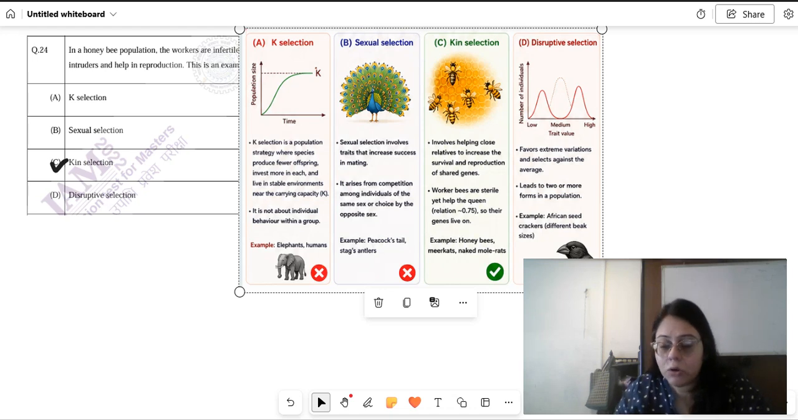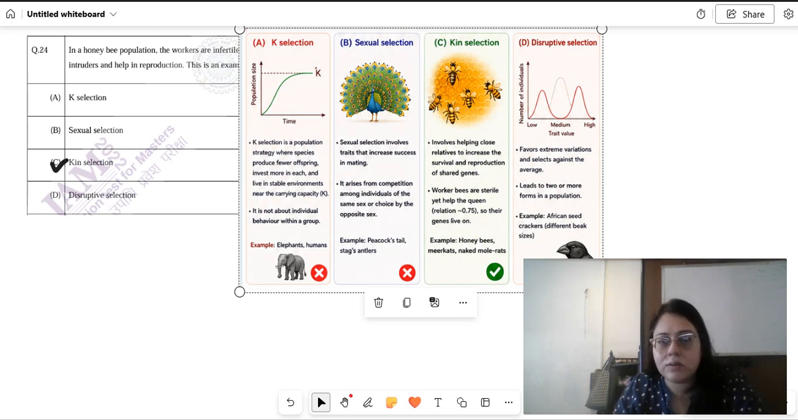Now let us have a look at the other options. First is K selection, which is incorrect. Why? Because it is a population strategy where species produce fewer offspring, invest more in each, and live in a stable environment near the carrying capacity. K is a constant, the level of the carrying capacity of a population. So it is not any kind of mutualism; it is related to population biology.